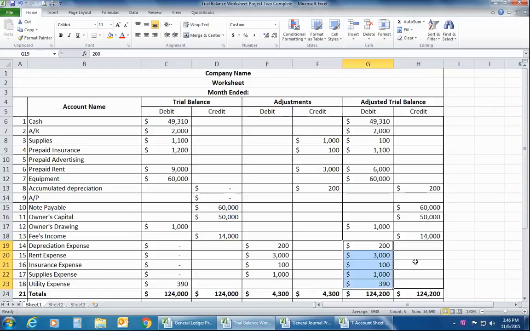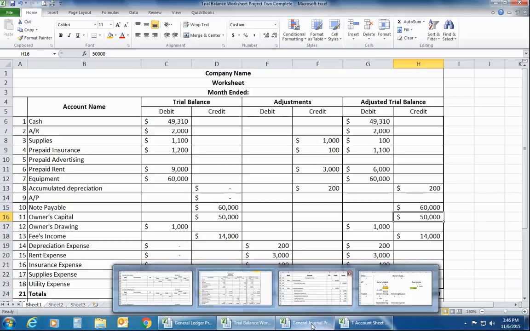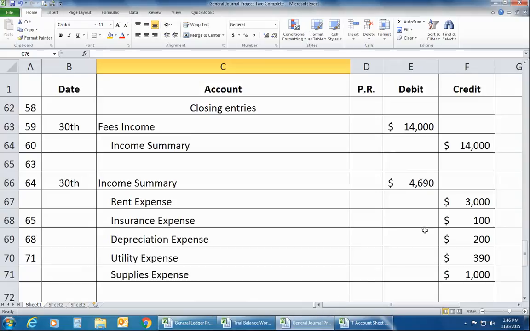So what we're going to do in this video is go through the process of closing out the period where we basically zero out our income accounts, in this case fees income, and zero out our expense accounts and take the profit that we earned and move that into the owner's capital account. This is something that we do at the end of every period and is one of the last stages of the accounting cycle. Now this process involves both the general journal and the general ledger through a series of transactions.